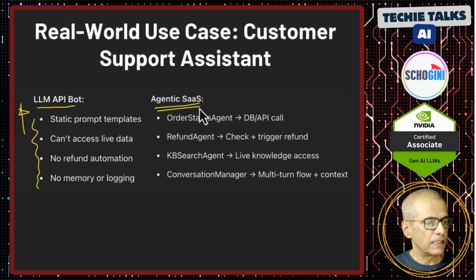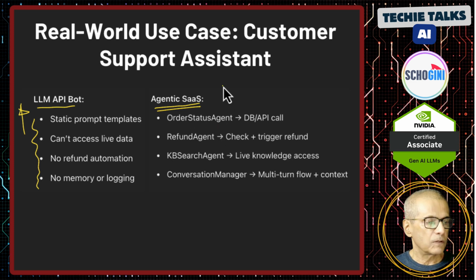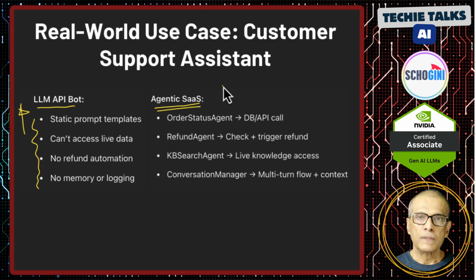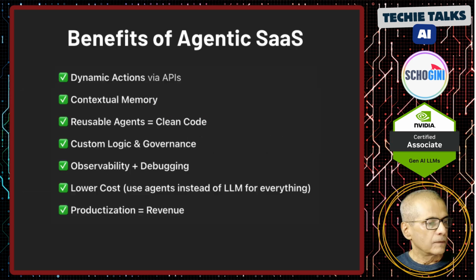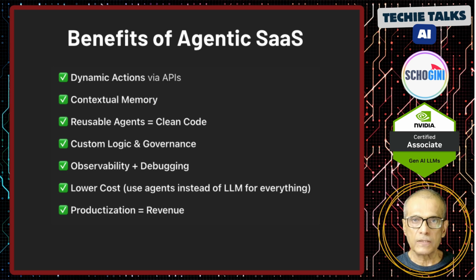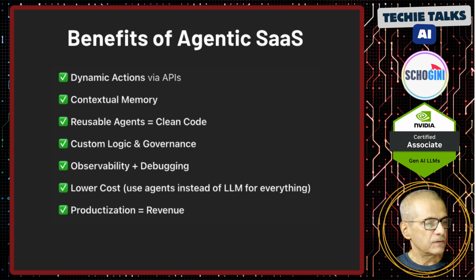Whereas when we use an agentic framework, we can do several workflow automation, add knowledge base, and also have memory to retain conversations, history, etc. So benefits of an agentic application: dynamic actions via API. You can extend it with API calls to other endpoints, contextual memory, then reusable agents and clean code.